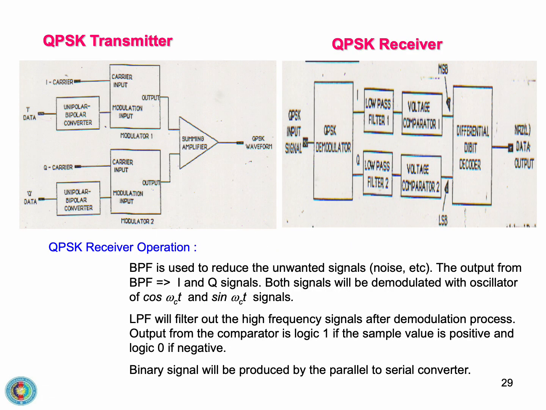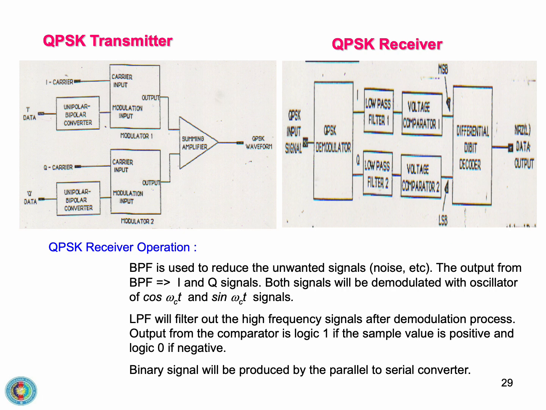Here are the block diagrams for a typical QPSK transmitter and its corresponding receiver. On the receiver side, after the initial QPSK input signal is received, a bandpass filter is used to reduce unwanted signals and noise. The filtered output is then processed to extract the I and Q signals, which are demodulated using synchronized cosine and sine carrier signals, respectively. Low-pass filters then remove any high-frequency components that result from the demodulation process.